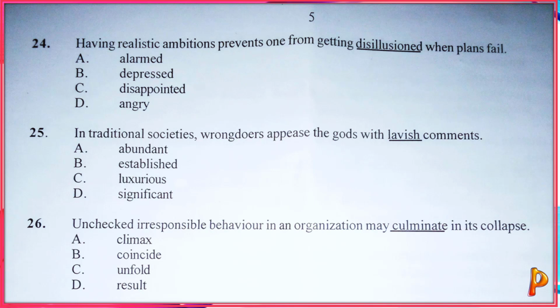Question 26. Unchecked irresponsible behavior in an organization may culminate in its collapse. A. May climax in its collapse. B. May coincide in its collapse. C. May unfold in its collapse. D. May result in its collapse. The correct answer to this question is D. Unchecked irresponsible behavior in an organization may result in its collapse.